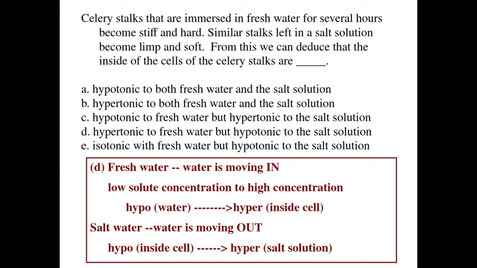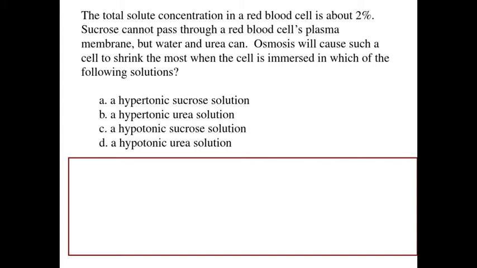So I hope that cleared that all up for you guys, because this can be a difficult question. Well, let's try another one. The total solute concentration in a red blood cell is about 2%. Sucrose cannot pass through a red blood cell's plasma membrane, but water and urea can. Osmosis will cause such a cell to shrink the most when the cell is immersed in which of the following solutions? A, a hypertonic sucrose solution. B, a hypertonic urea solution. C, a hypotonic sucrose solution. Or D, a hypotonic urea solution.